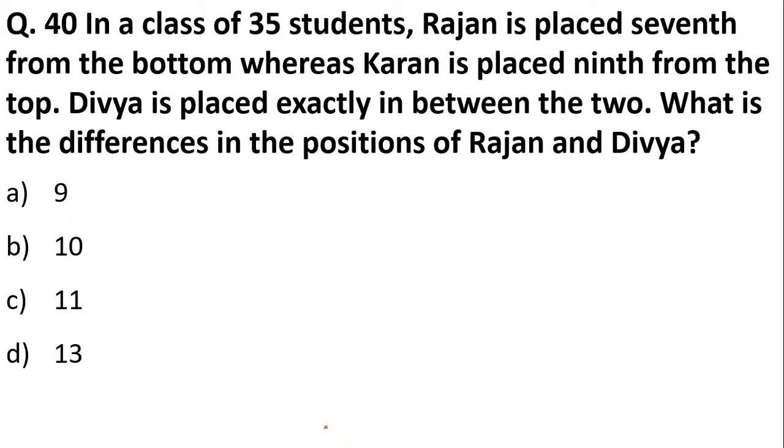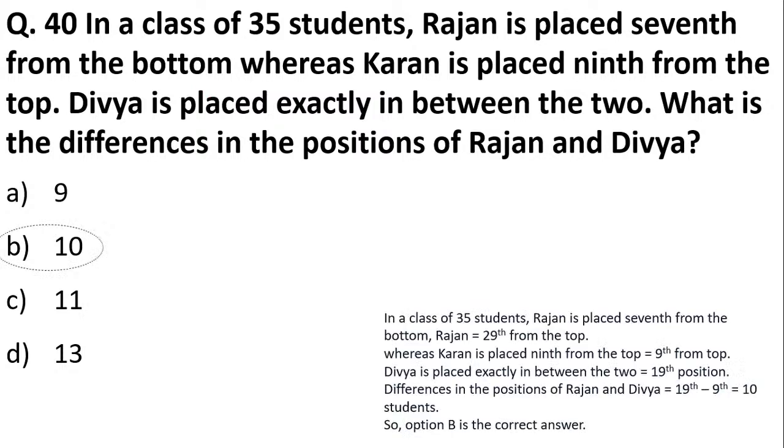In a class of 35 students, Rajan is placed 7th from the bottom, whereas Karan is placed 9th from the top. Divya is exactly between. So 35 students are there. If Rajan is placed 7th from the bottom, then he is at 29th position. Okay, Rajan will be at 29th position.